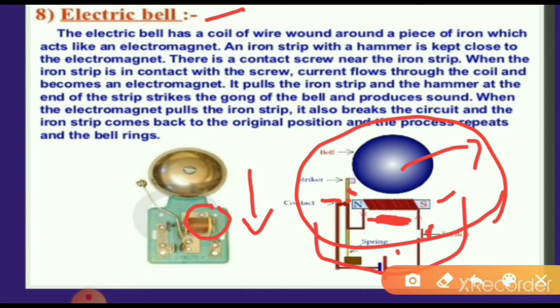There is only one common thing here: it behaves like a magnet. This is the electromagnet. When it pulls the iron strip, the hammer end strikes the gong of the bell, and it produces a sound. So this is the electric bell.